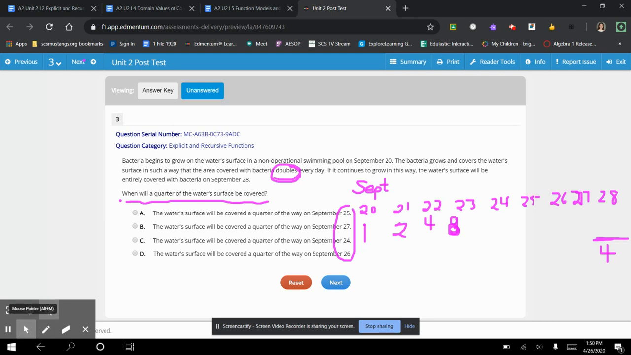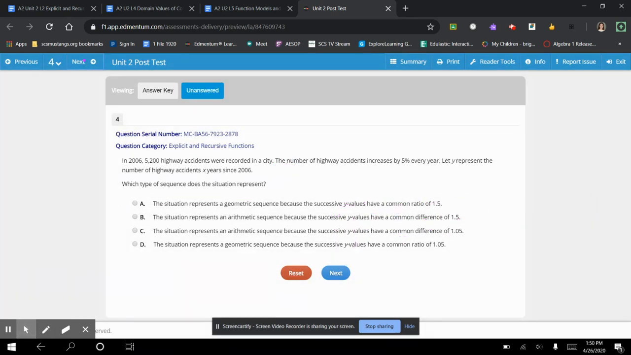Looking at number 4. Number 4 says, in 2006, 5,200 highway accidents were recorded in the city. The number of highway accidents increases by 5% every year. Let Y represent the number of highway accidents X years since 2006. And it says, what type of situation does this represent?